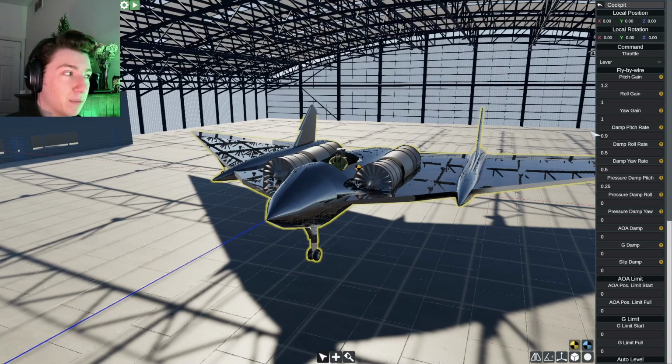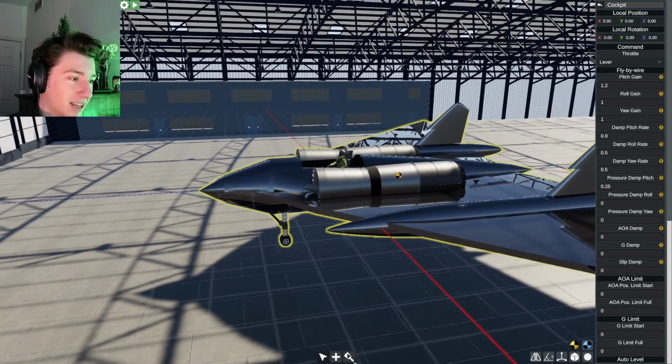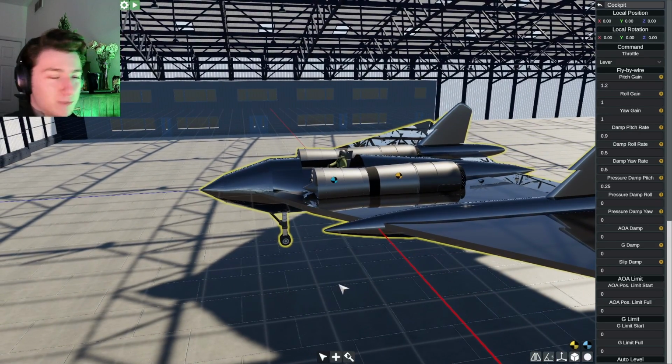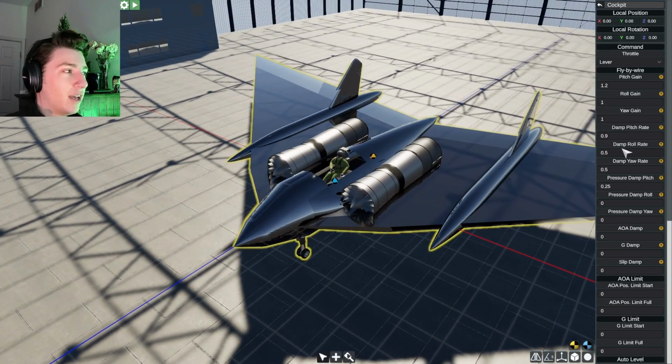Now you'll see it's pretty darn high here because this thing is very unstable. It's not a well-built plane at all for pitch. For roll, I have it at 0.5, and yaw, I have it at 0.5 as well. Could probably reduce those since it's not particularly unstable in either of those regards, but still helps.